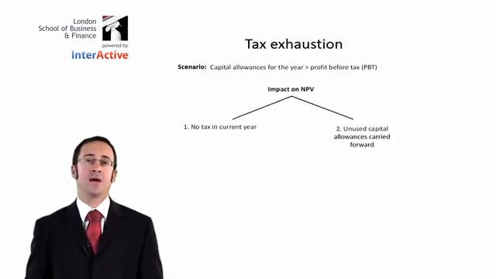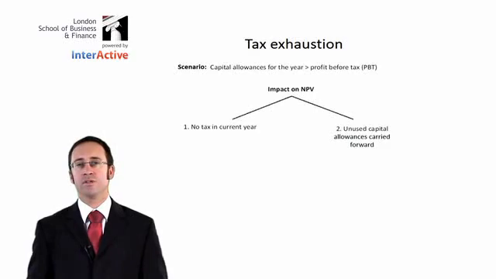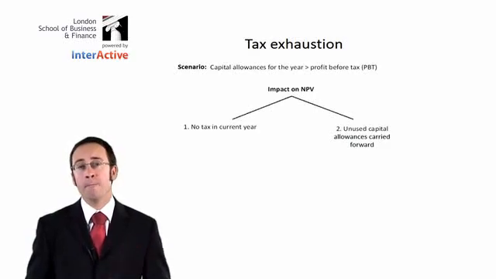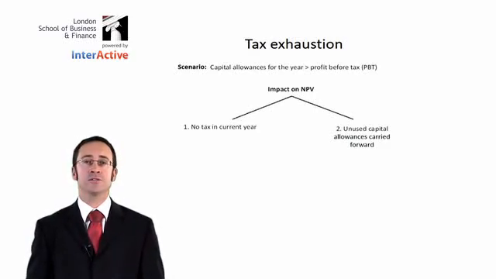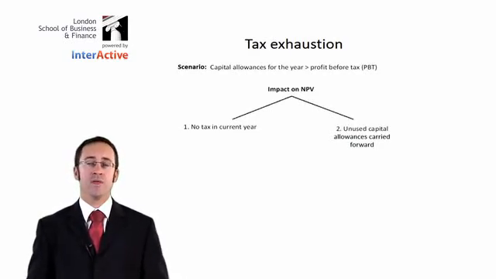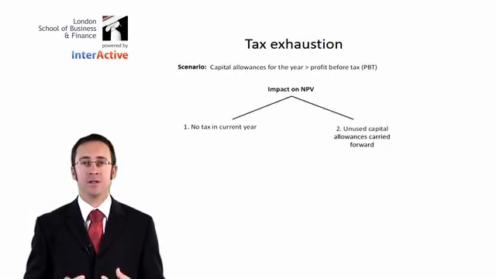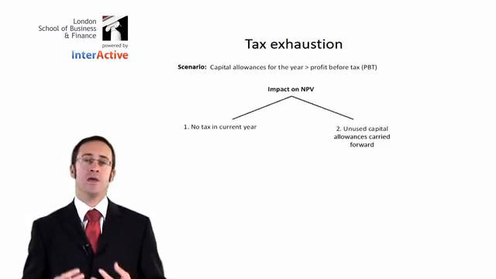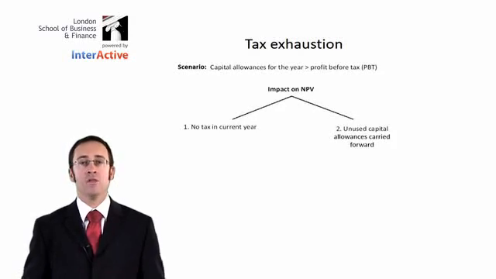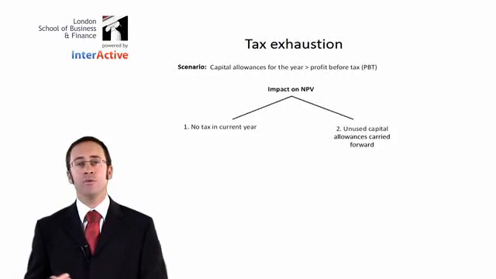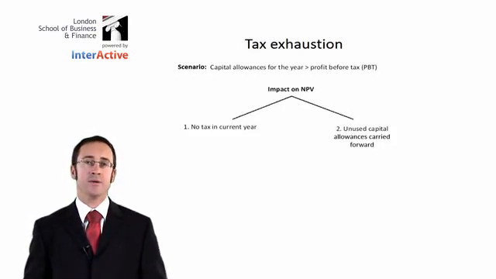Now, if your capital allowances are greater than your profits before tax, then that means you can use all of those capital allowances to remove the profits before tax for the year. So therefore you will have no tax charge within that current year. However, there will be additional capital allowances that you have not yet used within the year. Those can then be carried forward to the next accounting period.